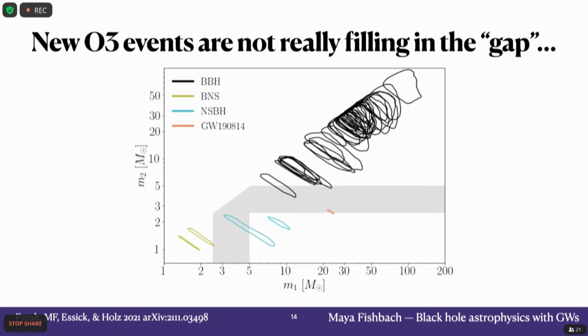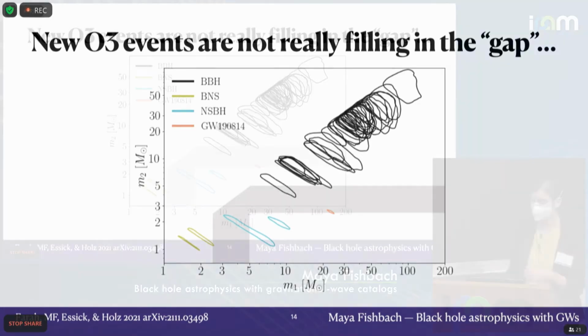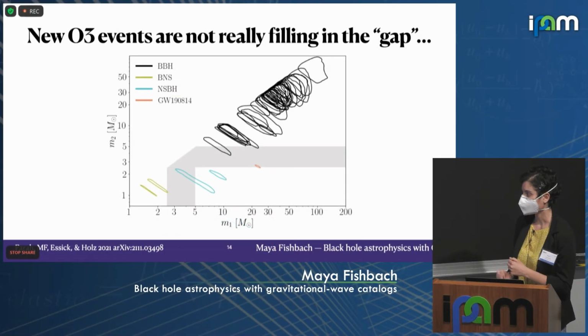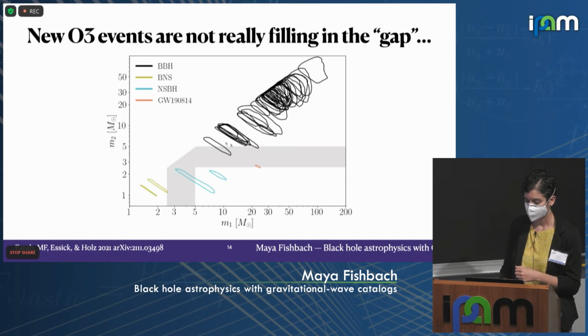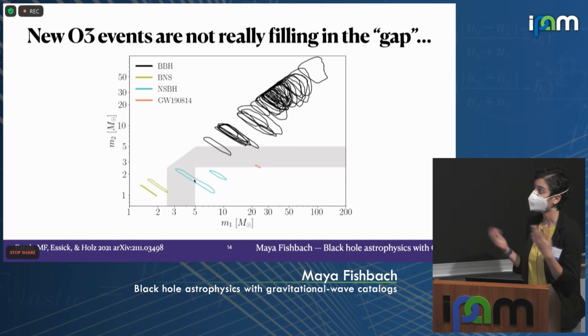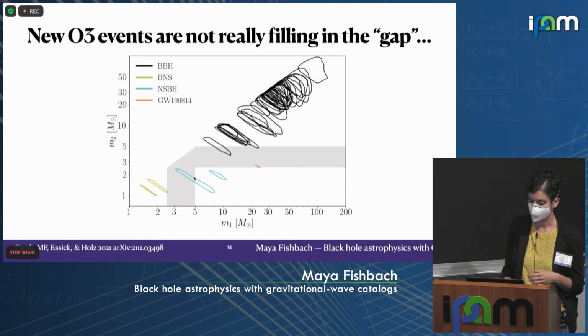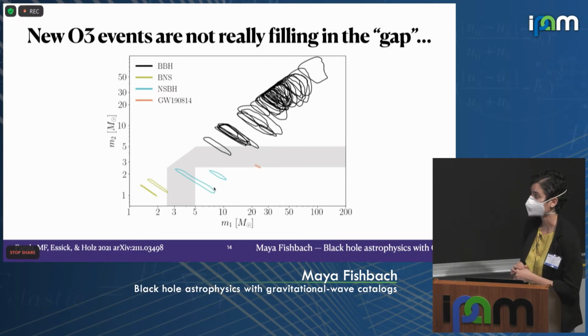So now we have a lot more than 11 events. And what is really interesting about these is that they're not really filling in that low mass gap. Now, most of the events we have are not really probing the mass gap because of these selection effects. Again, we're very sensitive to big black holes, not so sensitive to little things down here. But we do have some of these events. We actually even detected some neutron star black hole systems.